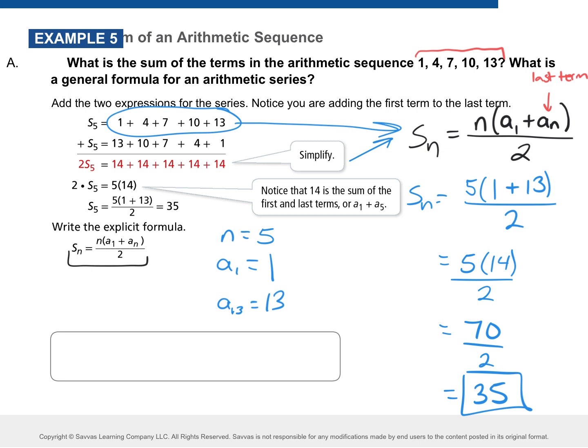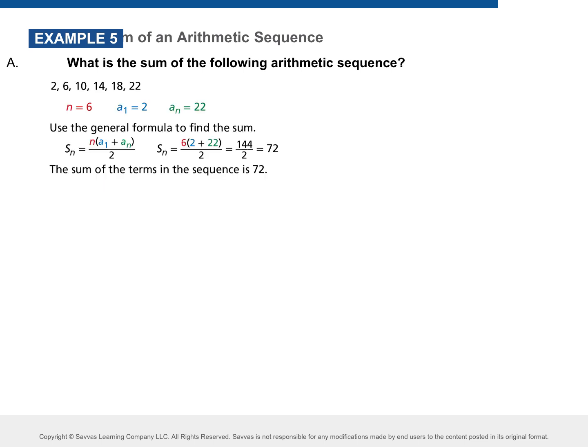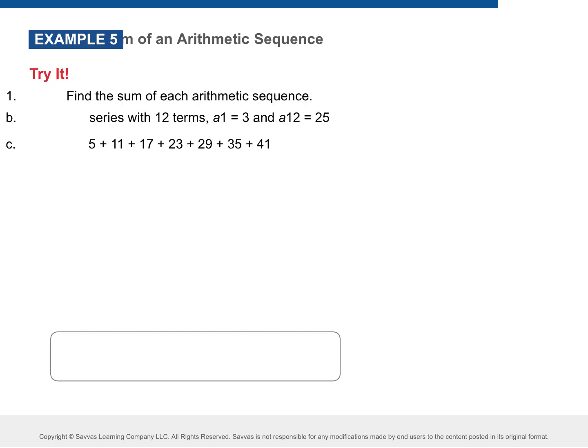Okay, let's look at your example 5. It's written a little differently up here. Example 5A, and then this is your B. Everyone following? Okay, we're going to use this formula right here. Our S of n is n times a1 plus an, divided by 2. So we need to find n, a1, and an.